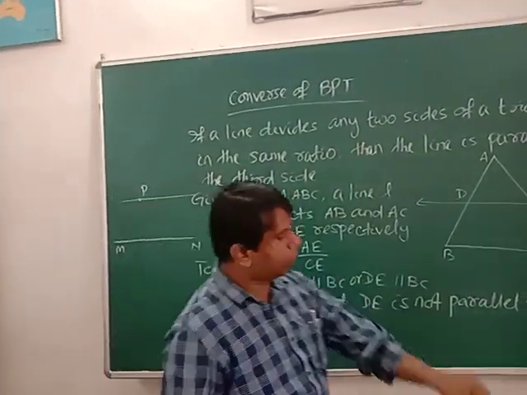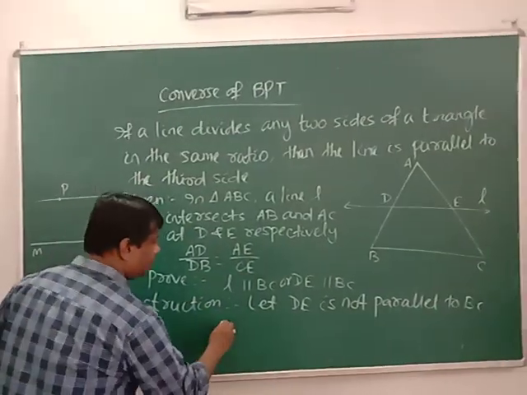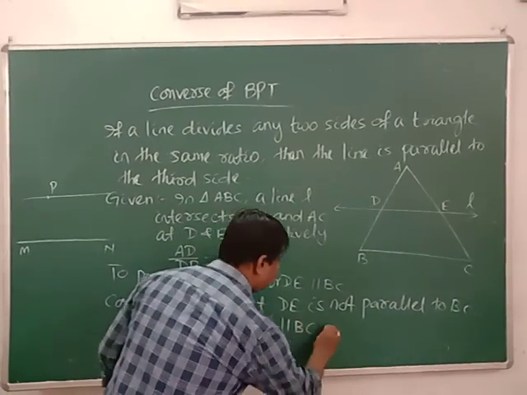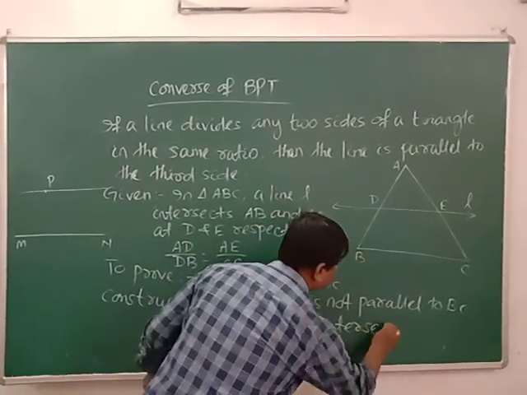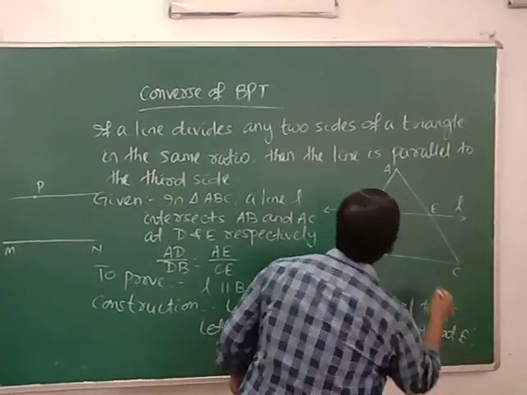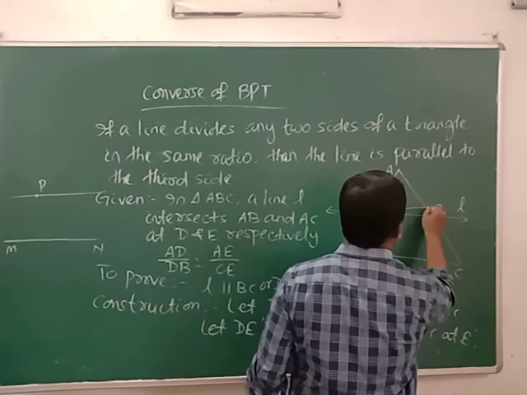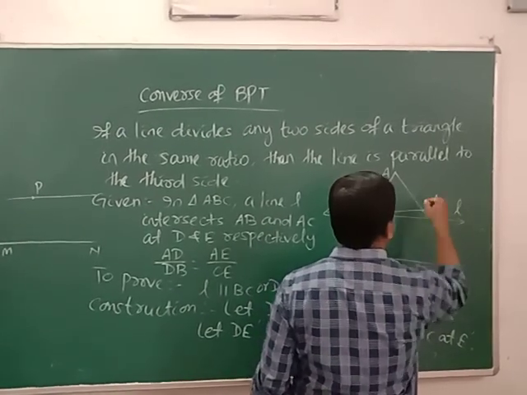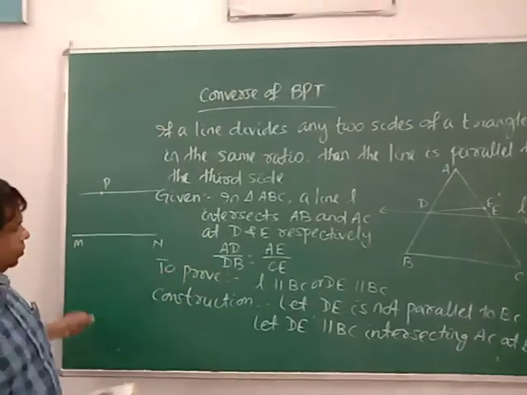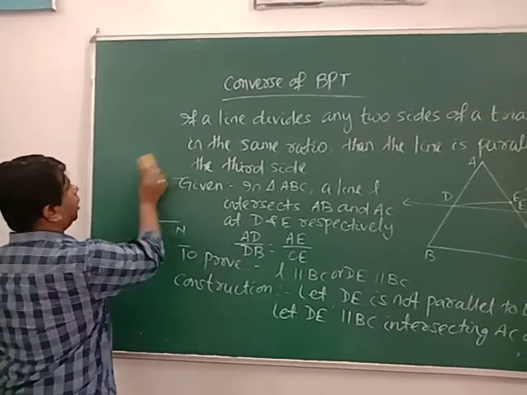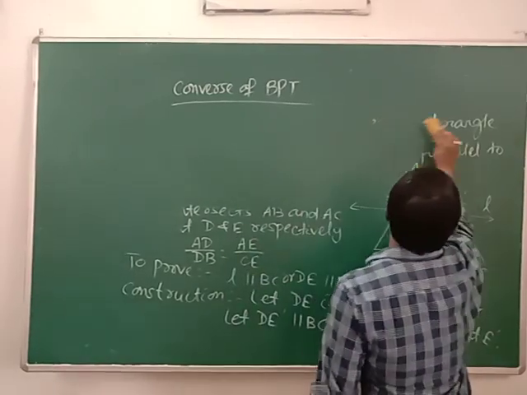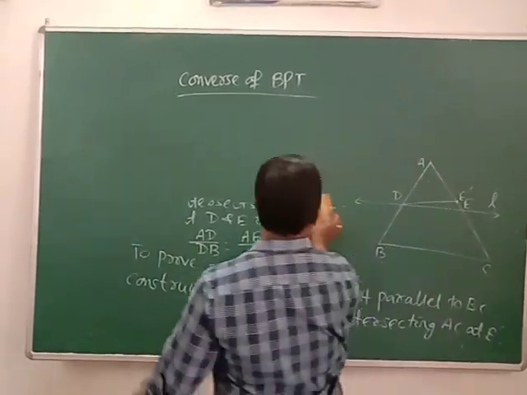So let DE be not parallel to BC. That means there will be a line DE dash which is parallel to BC, intersecting AC at E dash. So this is the given, to prove, and construction. Now we will go for the important step, that is, the proof.